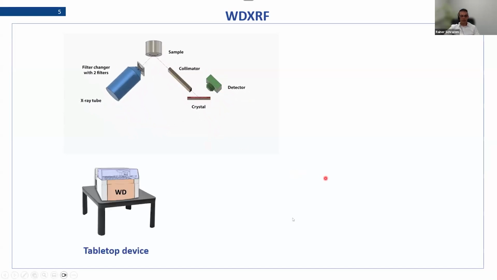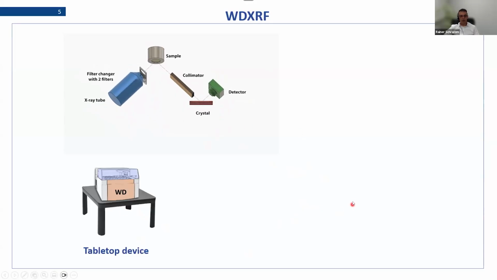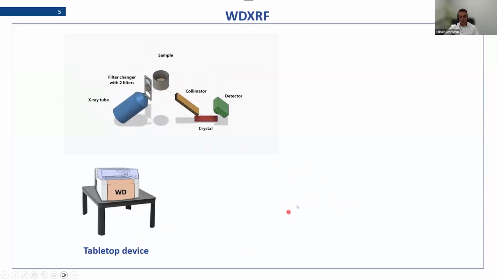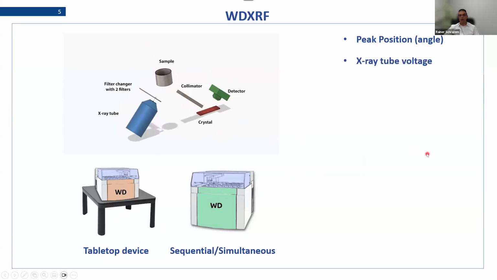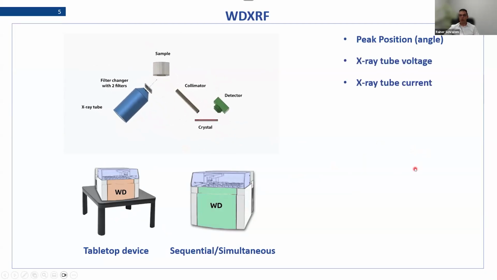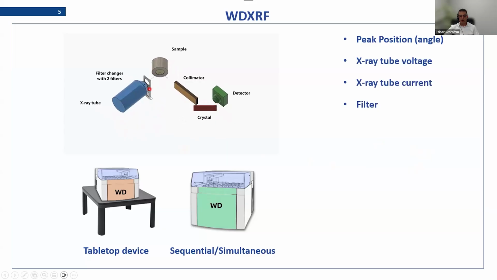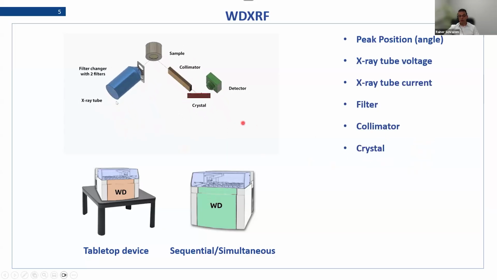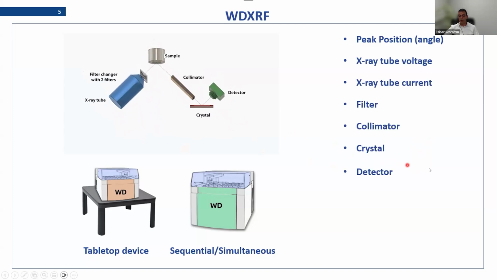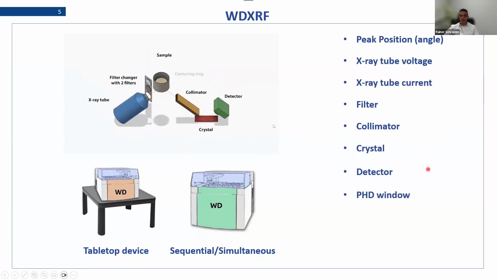And so in the end, these instruments also come nowadays as benchtop systems or as floor standing systems. And the parameters we have to look at is again the peak positioning, then of course our X-ray tube with voltage and current. The filter might change our signal, the collimator from the goniometer, the crystal, the detector. Then we have something new in wavelength dispersive. This is the PHD window setting.